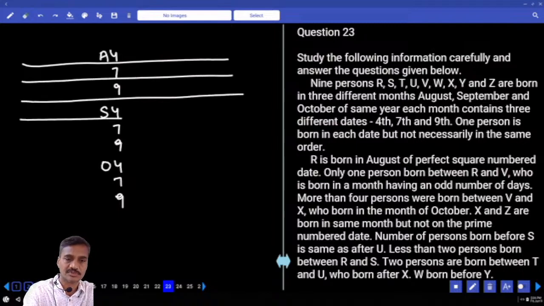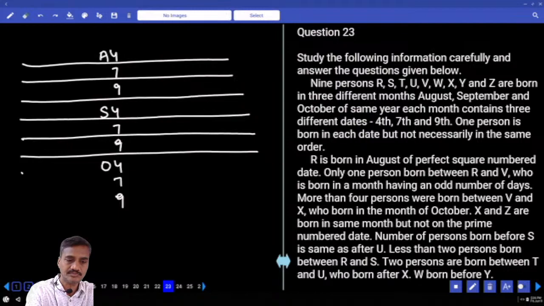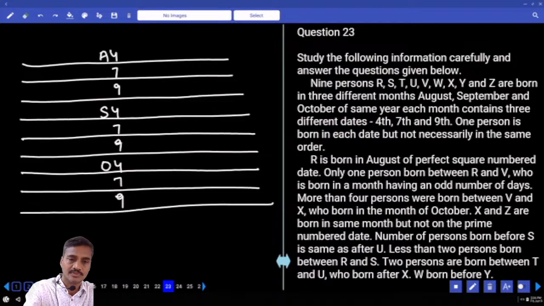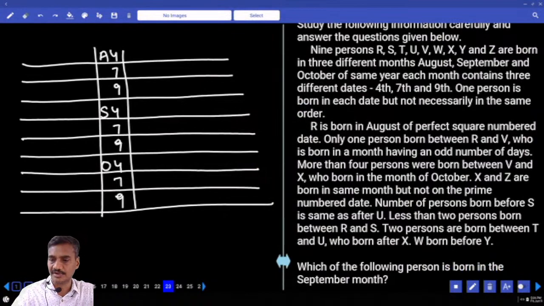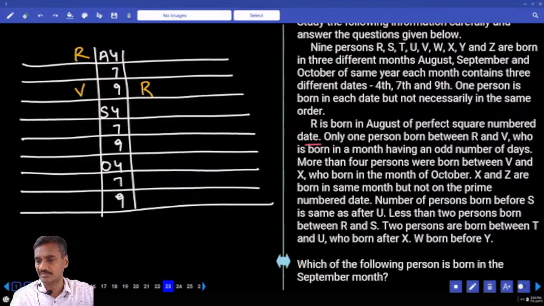Coming to condition number 1. R is born in August on a perfect square number date. R can be on either the 4th or the 9th, as both are perfect squares. Only one person is between R and V. V is born in a month having an odd number of days.